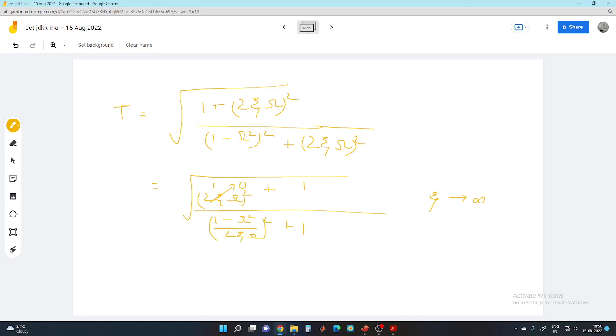So this goes to 0. This goes to 0. T is nearly equal to 1. So the whole force is exactly transmitted to the solid structure. So having too much large of a damping is also very harmful. It does not help in inertia dominated region.